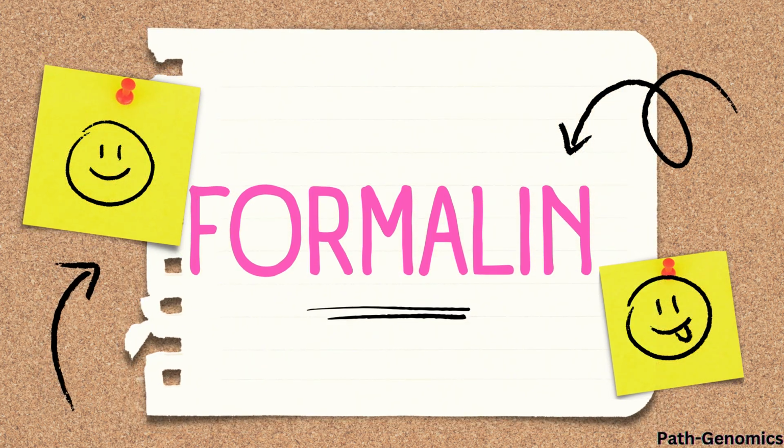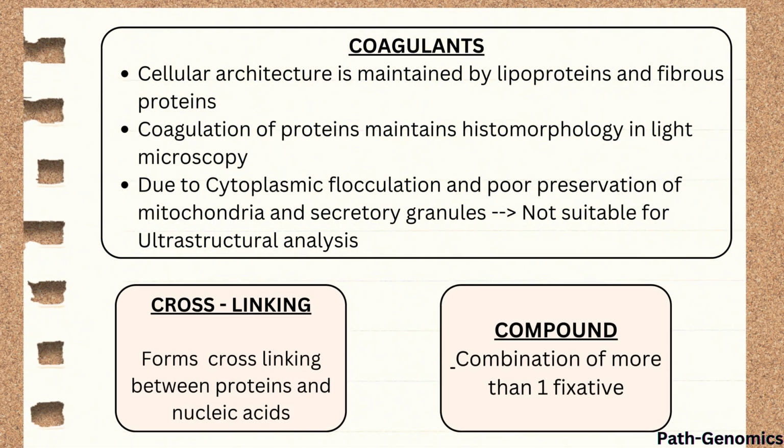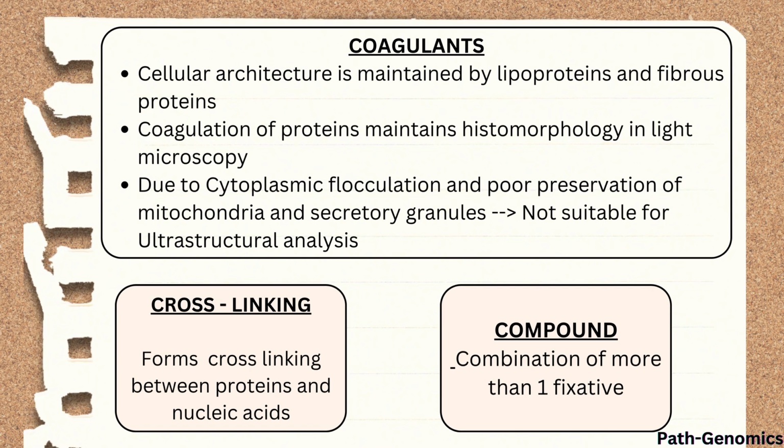In this short session we are going to see about the most commonly used fixative, formalin, which preserves what would decay. Chemical fixatives are of three types: coagulants, crosslinkers, and compound fixatives. Coagulants precipitate the proteins, crosslinkers crosslink the proteins with nucleic acids. Compound fixatives do both functions.